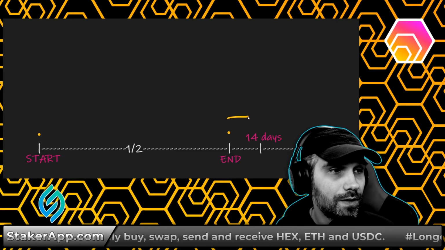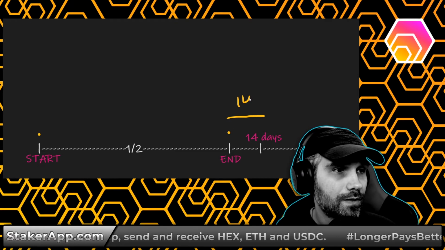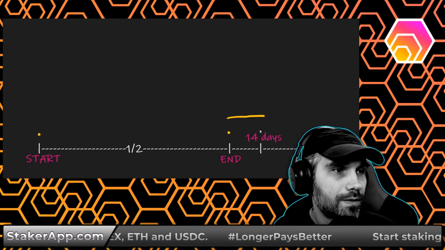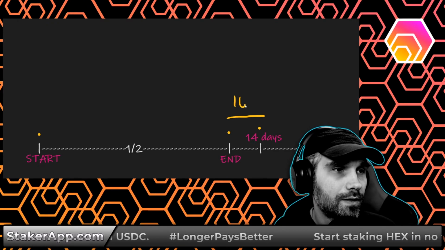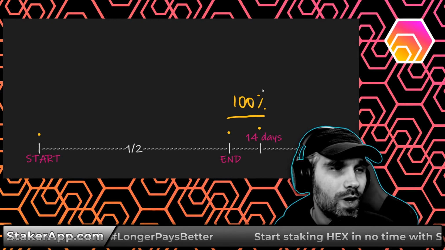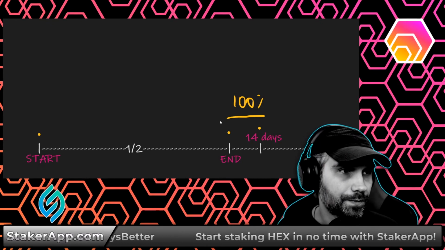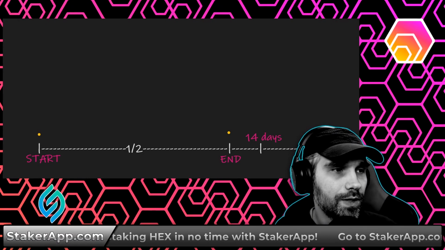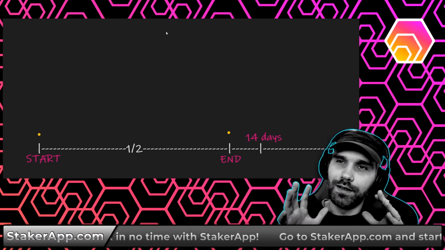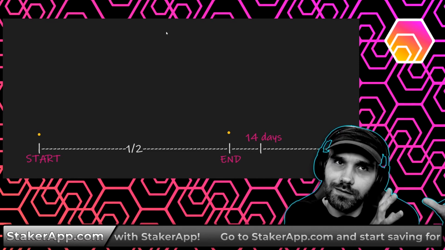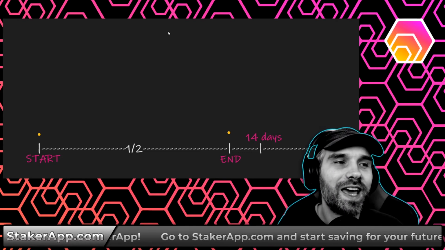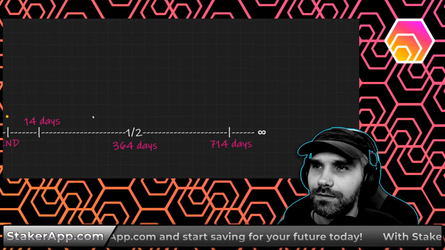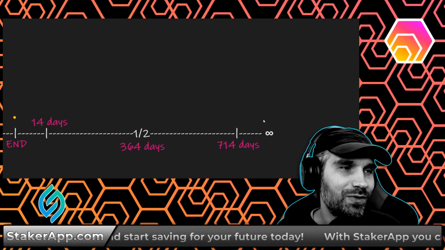There is a grace period, 14 days, for which your stake is not being penalized. 14 days, your stake and interest 100% safe, good to go. But if you take longer to end your stake, longer than that, then we get into the late stake penalties area. And this area has a halfway point of its own.